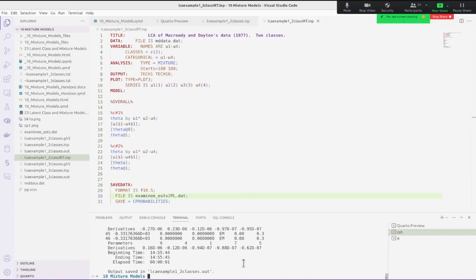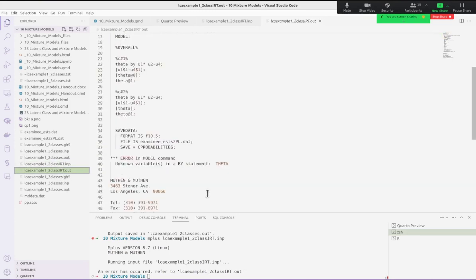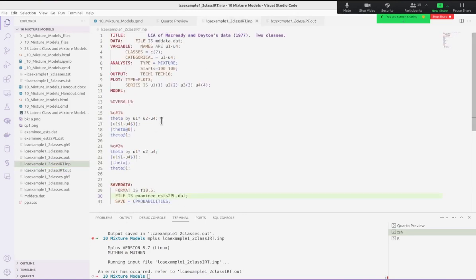Let's see if this works. By the way, Vladimir, since it didn't blow up the last time, it's not your fault. This is my fault now. An error occurred. Of course it occurred, because I'm on the fly here. Theta in the by statement. Oh, that's right. When you're fitting this, what you need to do is define theta in the overall model, otherwise it won't know what to do with it.